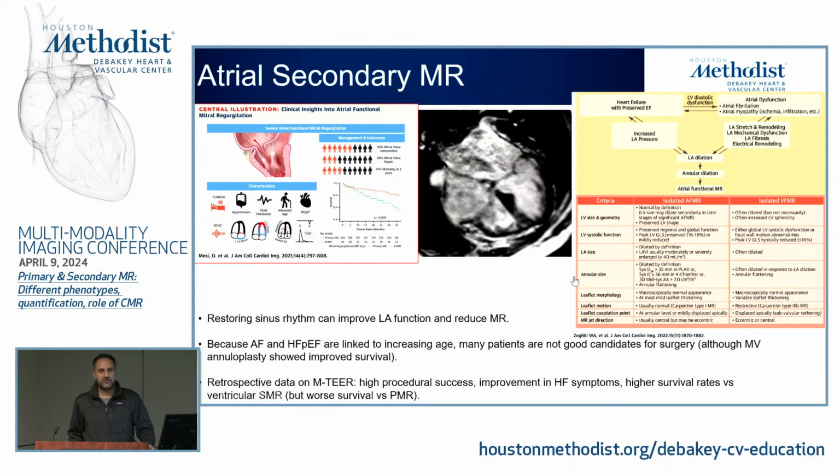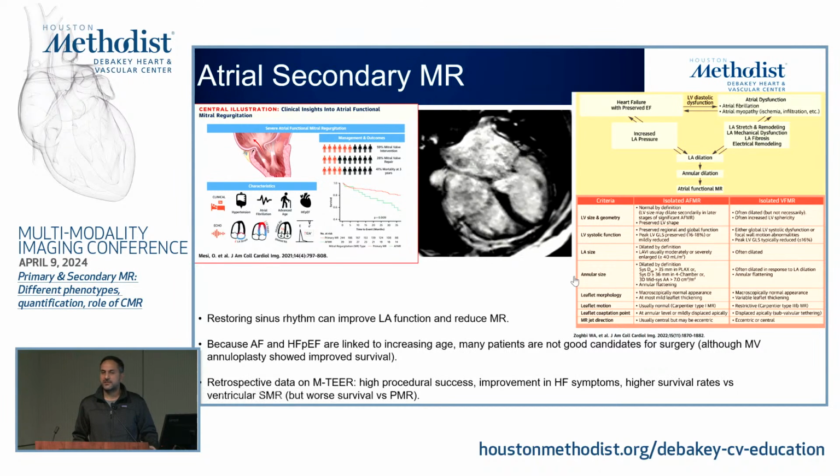But essentially, whenever you see an LV that's normal function, normal size, and no particular pathology in the leaflets, but you have significantly dilated left atrium, this is when you should think about it. In those cases, restoring sinus rhythm in the case of AFib can help reduce the MR. Most of those patients are old, so they're not usually good candidates for surgery. MitraClip has been tried, and there has been high procedure success and improvement in symptoms, and higher survival rates compared to ventricular secondary MR, however, worse than primary MR.